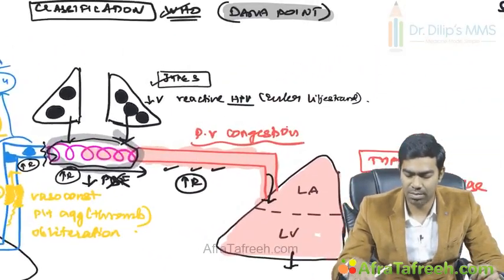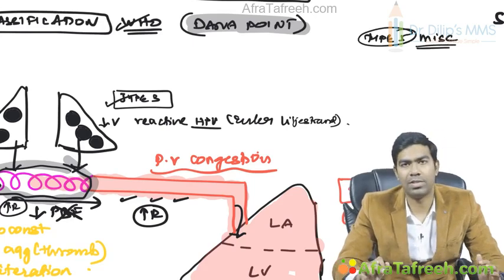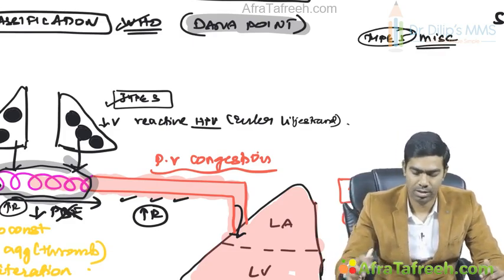Then you have a fifth type, which will not fit under anything. The fifth type is generally called the miscellaneous type, or the type having multifactorial causes, which cannot be put under a particular type 1, type 2, type 3 or type 4. That's called miscellaneous, type 5.